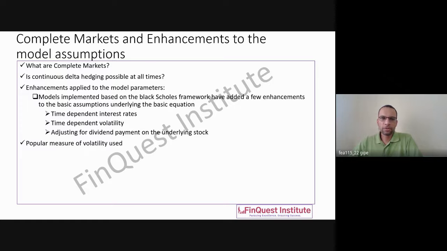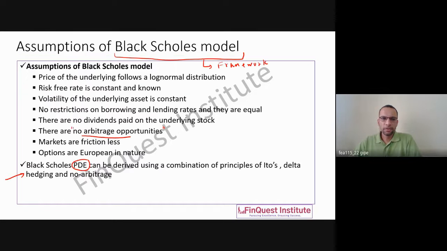This was one of the building blocks for Black-Scholes. So the assumption of complete markets was there. For example, there are no restrictions on borrowing and lending, etc. This is also one of the facets of having a complete market. Whenever you have that kind of a market, such operations can be done very easily.